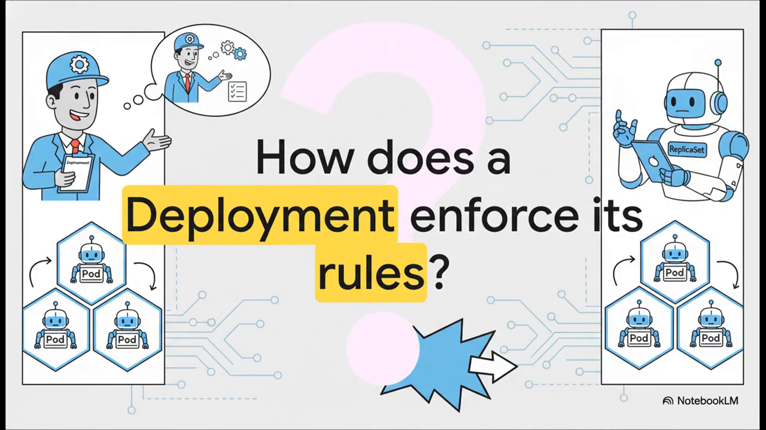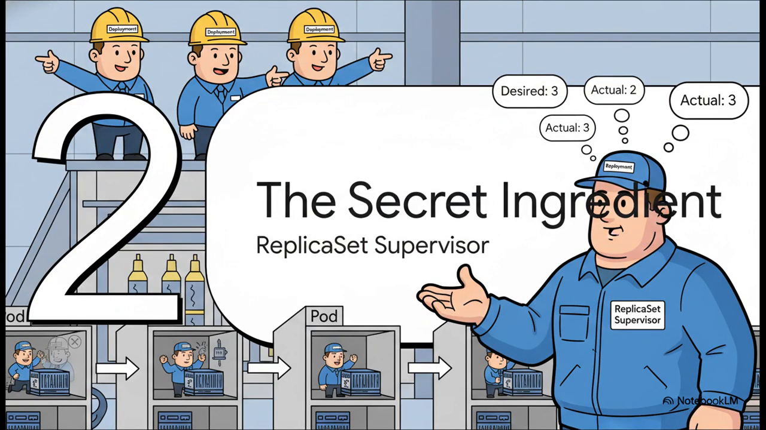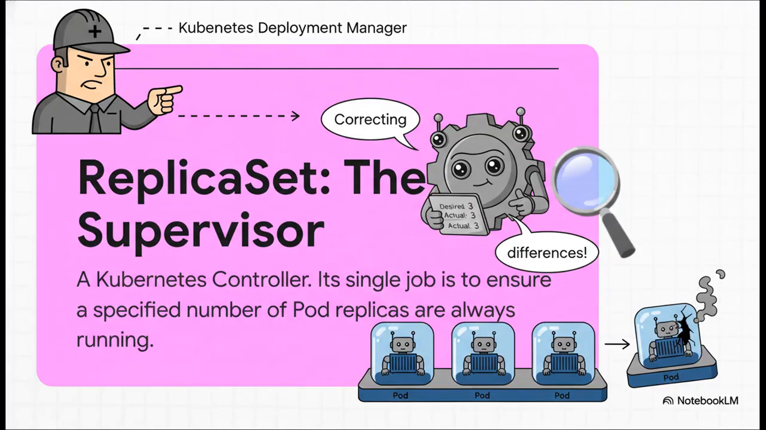So you're probably wondering, does this factory manager, the deployment, personally run around and check on every single pod? Well, not quite. Like any good manager, it knows the secret to success is delegation. You see, the deployment uses a secret weapon, a powerful resource that acts as its trusted supervisor on the factory floor. This supervisor has one job and one job only, to enforce the manager's orders without question.